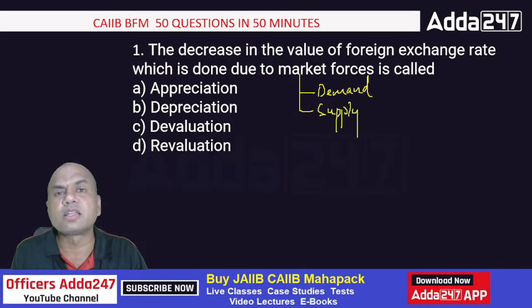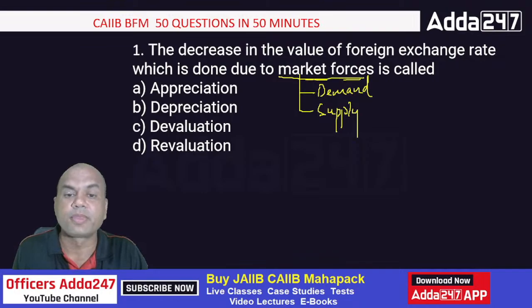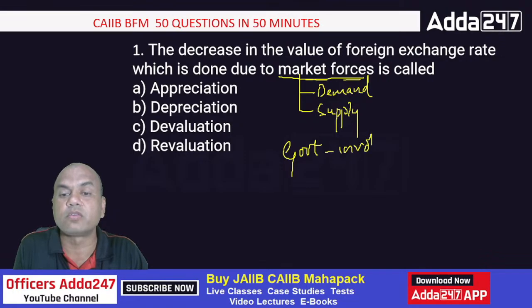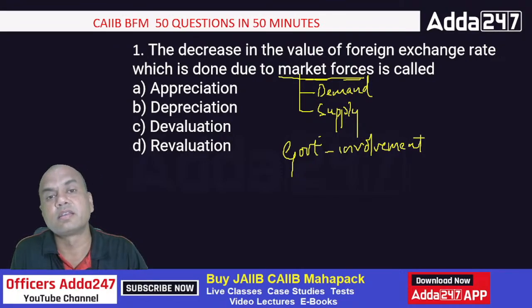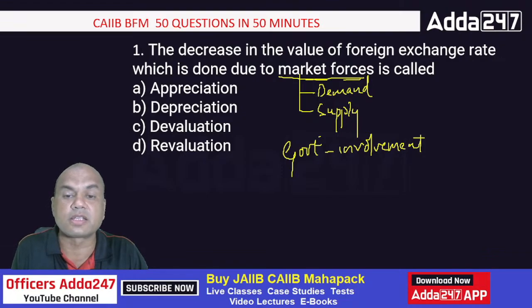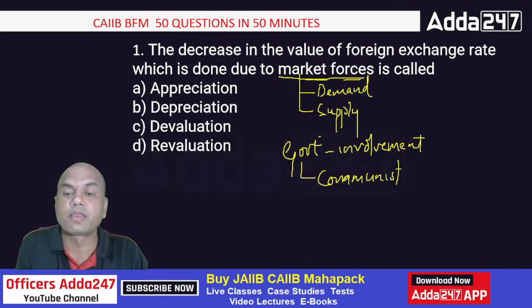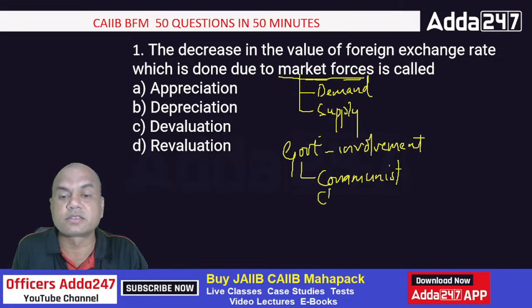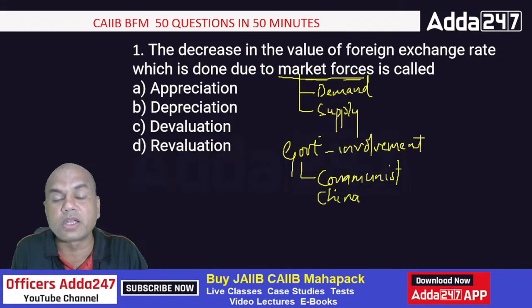Now, what is the other way out then? See, there are two ways of any currency going up or down. One is market forces and the second is the direct, intentional involvement of the government. This is not done in India. This is done in communist or socialist countries, like China. China has this method of government intervening.